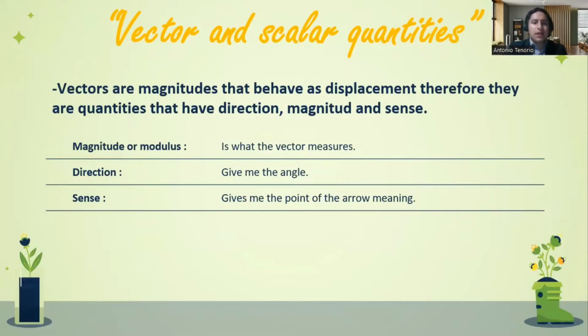Vectors are magnitudes, like displacement, therefore they are quantities that have direction, magnitude, and sense. Magnitude or modulus is the vector's measure, direction gives me the angle, and finally sense gives me the meaning of the point of the arrow. So I explain the direction, sense, and magnitude or modulus in the next example.